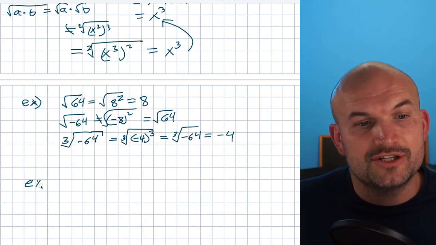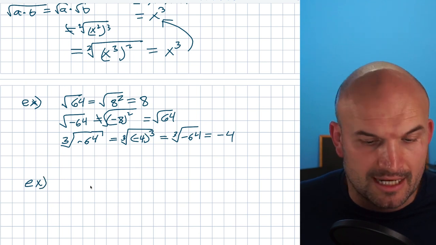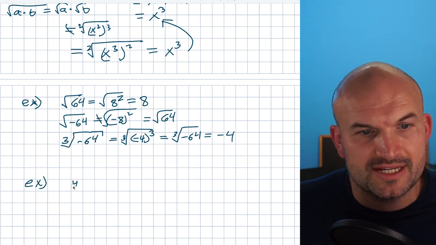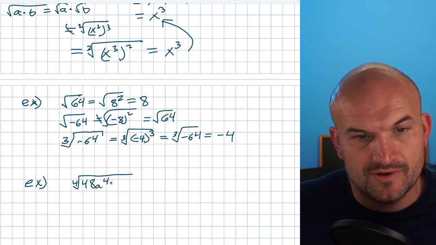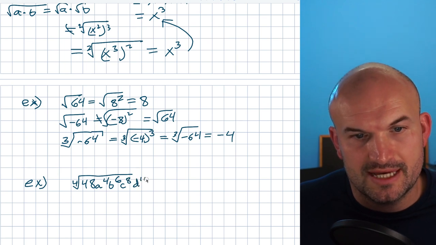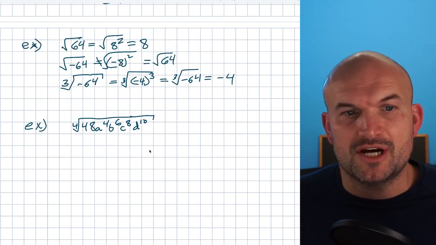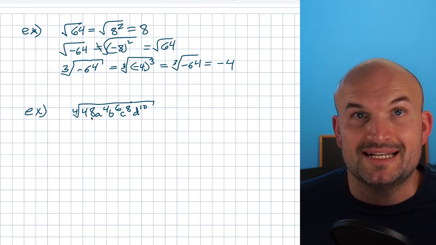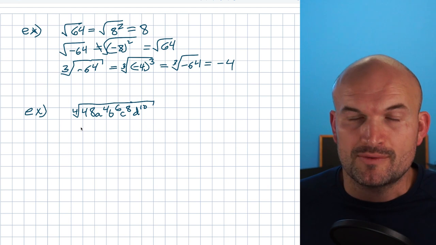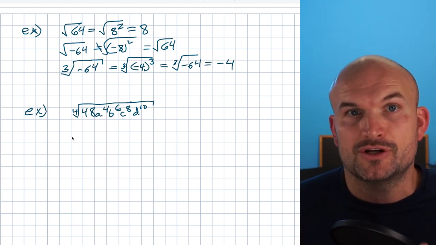All right, so now let's get into another example. In this case, I have the fourth root of 48 a to the fourth, b to the sixth, c to the eighth, d to the 10th. So just remember what we've been talking about here. If we want to simplify this, we want to be able to rewrite 48 as a product of a number raised to the fourth power. When we're dealing with square numbers, you have to know your square numbers, right?